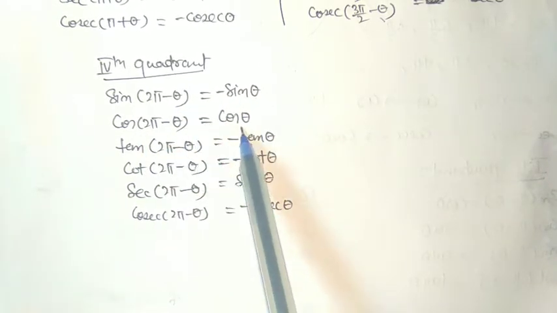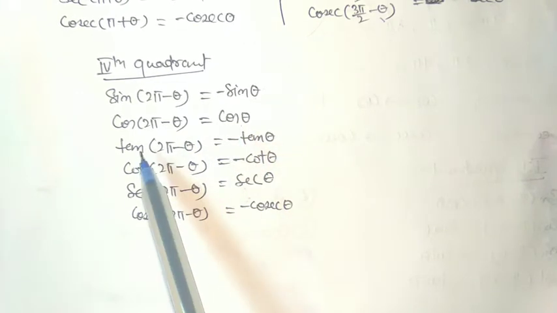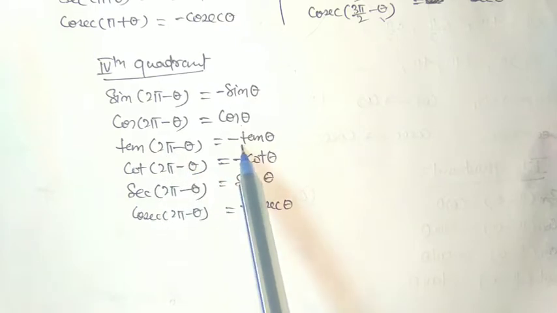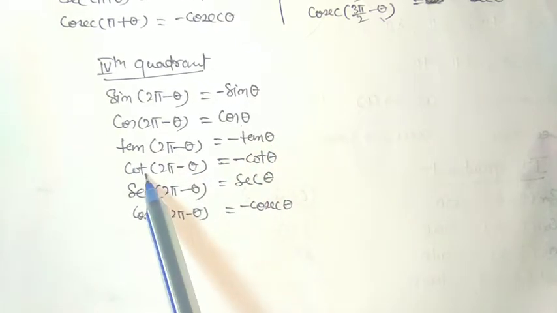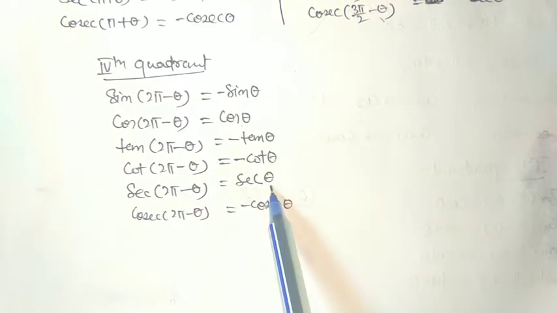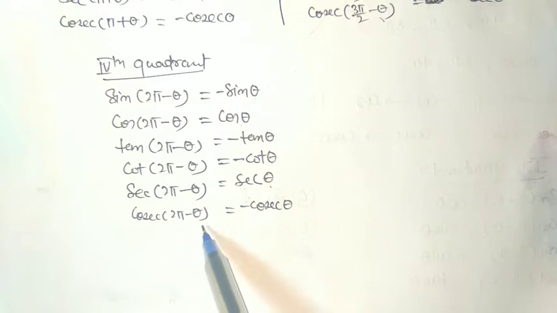Cos 2 pi minus theta is cos theta, because in fourth quadrant cos is positive. Tan 2 pi minus theta is minus tan theta. Cot 2 pi minus theta is minus cot theta. Sec 2 pi minus theta is sec theta, because sec is also positive in fourth quadrant. Cosec 2 pi minus theta is minus cosec theta.